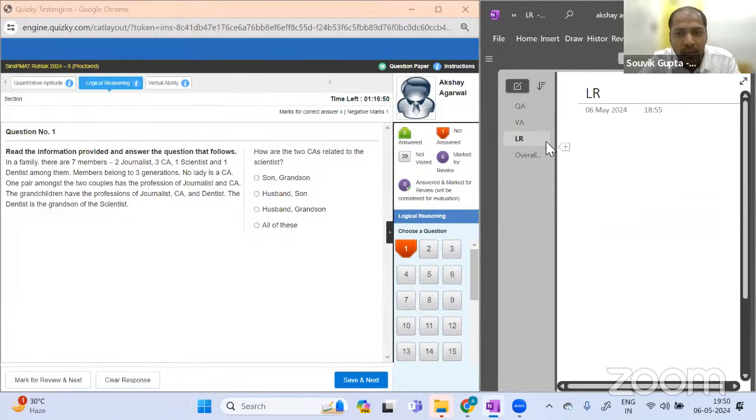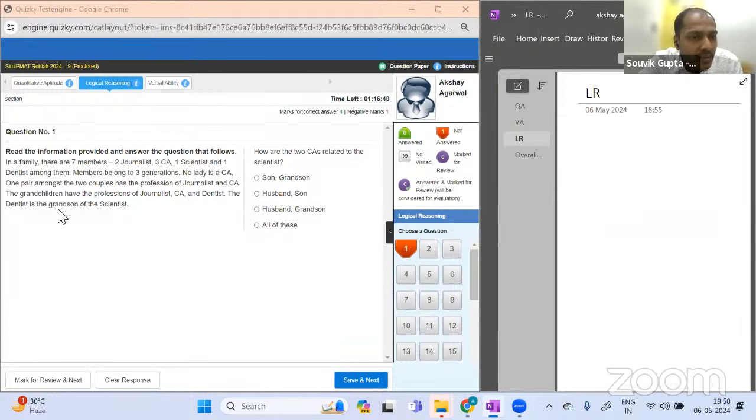So going back to LR, in a family there are 7 members: 2 journalists, 3 CA, 1 scientist and 1 dentist. Among them, members belong to 3 generations. No lady is a CA. 1 pair amongst the 2 couples has the profession of journalist. And long time that I've solved such an LR set. 7 members, 2 journalists, 3 CAs, 1 scientist, 1 dentist. The members belong to 3 generations. Okay, no lady is a CA.